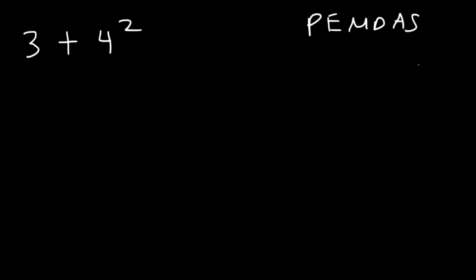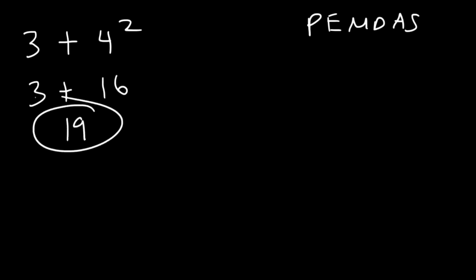Now let's try some more examples. What's 3 plus 4 squared? Now, according to PEMDAS, exponents have more priority than addition. So 4 squared, that's 4 times 4, that's 16. 3 plus 16 is 19. So that's the answer. Try this one. And also this one too. Feel free to pause the video.